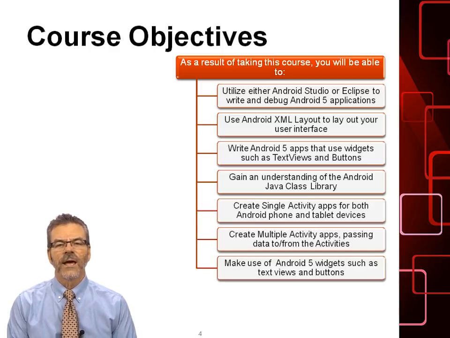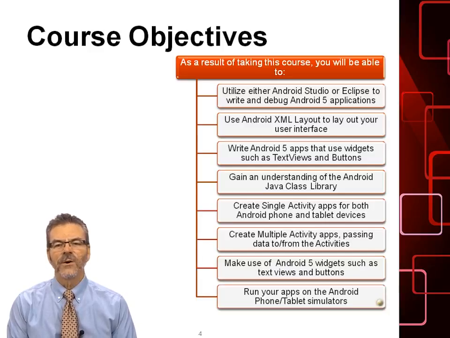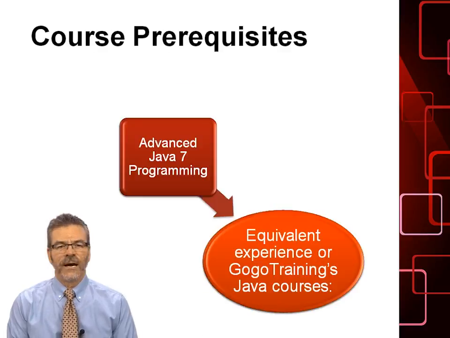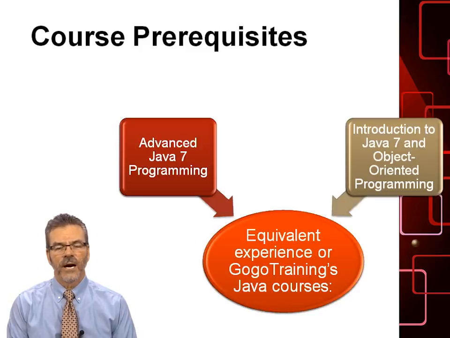You'll also learn how to use these Android 5 widgets, such as the text views and the buttons. And you'll run all the applications that you write on the Android phone and tablet simulator. In other words, you'll learn how to create a simulator that can either be an Android phone or an Android tablet. Now, the prerequisites: I'm assuming you already know Java.